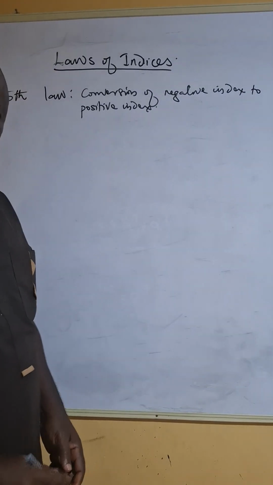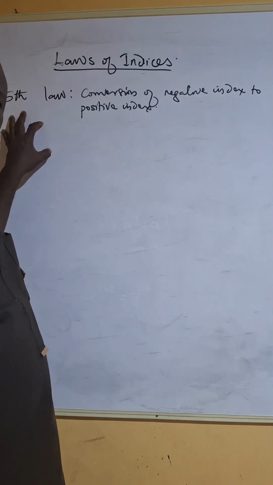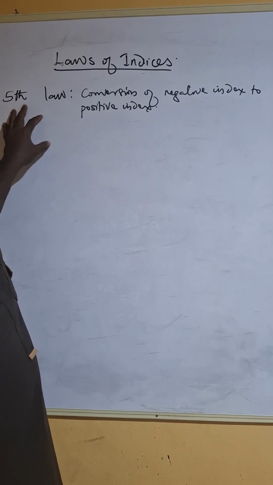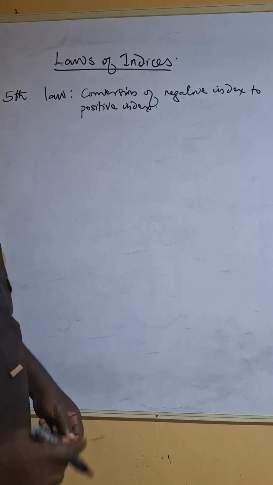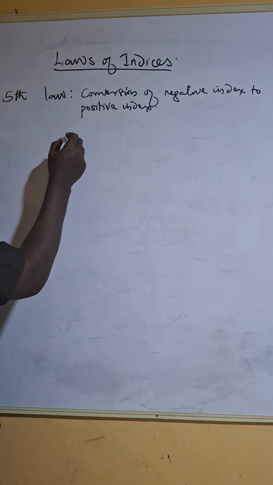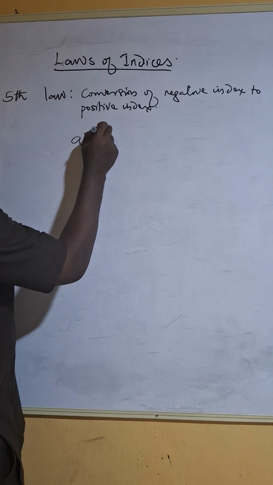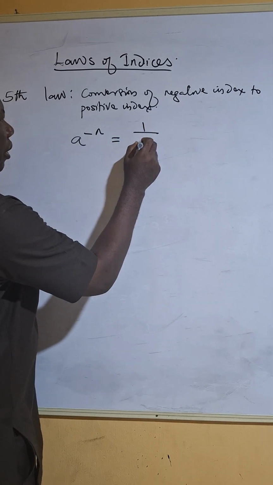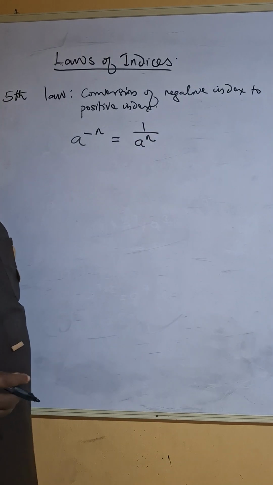Welcome back. Let us consider the fifth law of indices. The fifth law of indices has to do with conversion of negative index to positive. How do I mean? The fifth law says that if you have a raised to power negative n, it is the same thing as 1 over a raised to power n. How have they come about that?